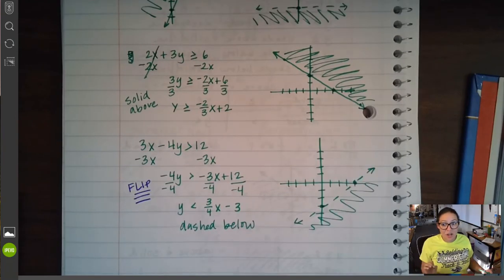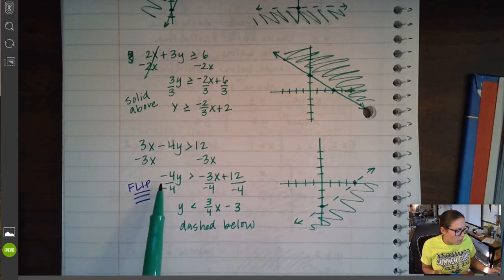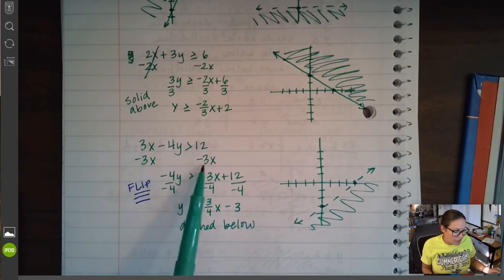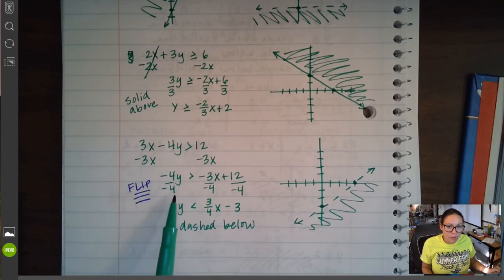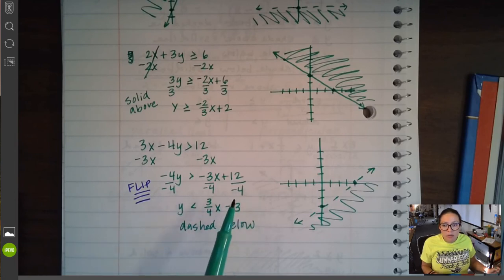All right, so the rule that you hopefully remembered, first you had to subtract 3x from both sides, and then this is a negative 4y. So you had to divide everything by negative 4. And remember, when you divide an inequality by a negative number, you have to flip the sign of the inequality, which would leave you with y is less than 3/4 x minus 3. That means it's going to be a dashed line and you're going to shade below. And this is what it should look like.